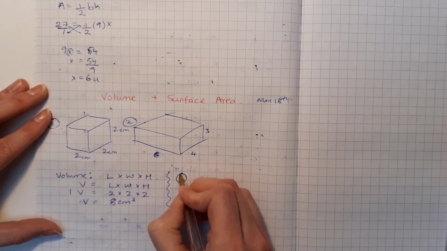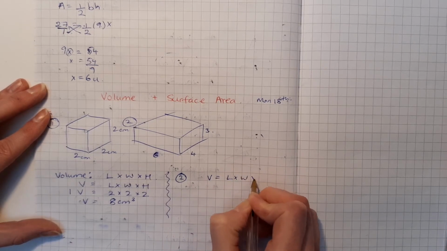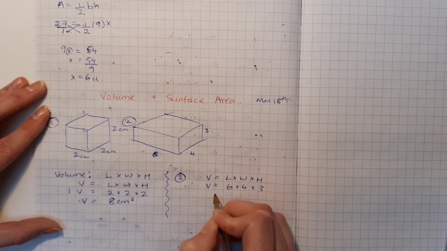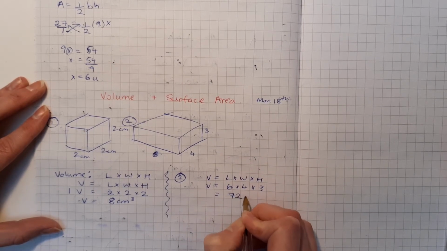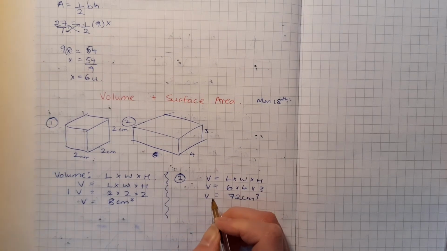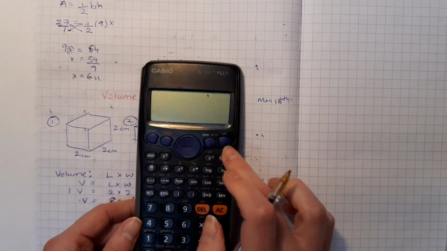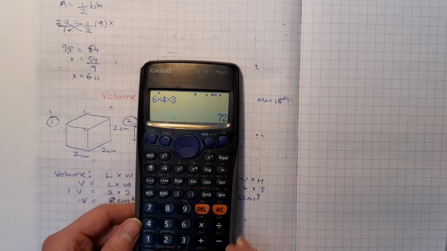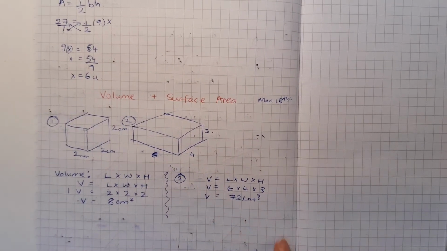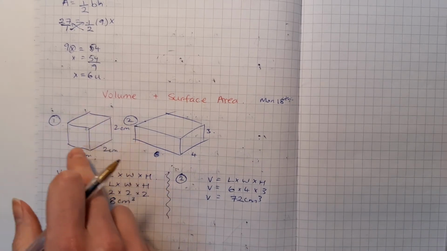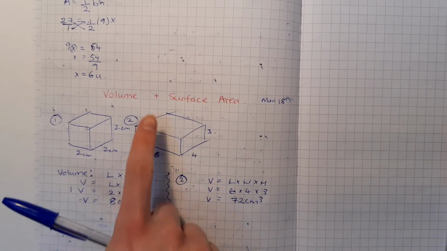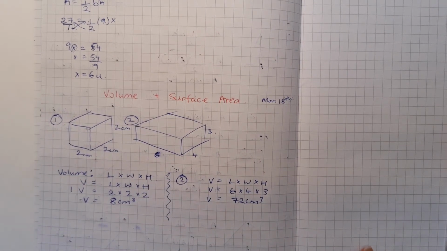For the second object, the volume is the length by the width by the height, which in this case is 6 by 4 by 3, which is 72 centimeters cubed. If you're stuck, you can do all of this on your calculator. You don't need to do it all in your head. Very straightforward. So volume is a very easy thing to do. This is a 3-dimensional object, a cube like this, and this is also three-dimensional, only it's a rectangular surface as opposed to a square.